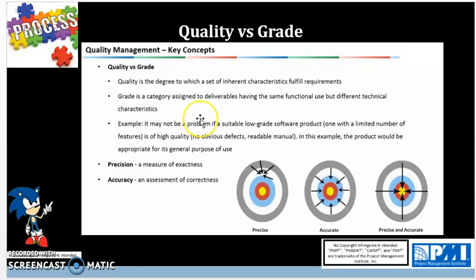So then you have precision, which is a measure of exactness, and then accuracy is an assessment of correctness. You want to be precise and accurate. As you can see here, you want to be in the right locality, but also you want to have a number of measurements that stay within the overall proximity of what you want to achieve.